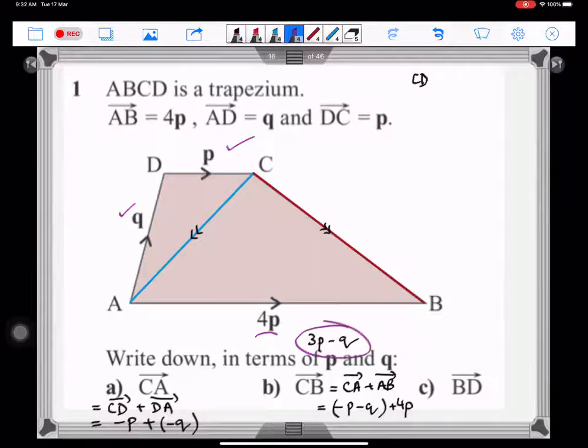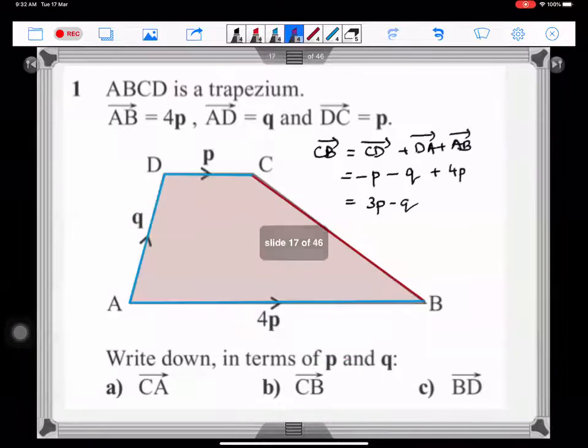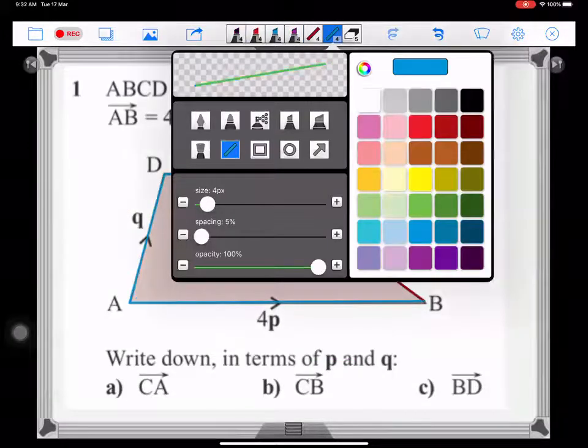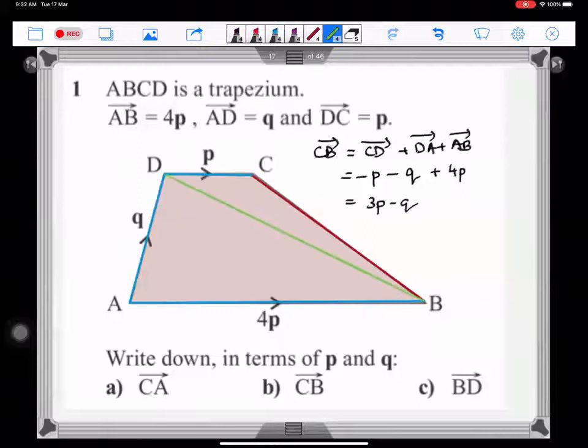The last part, BD. Now, how do I go from B till D? Therefore, BD is BA plus AD. That is BD. What is BA? Minus 4P. What is AD? Q. That is Q minus 4P. Now, that is the first major question.